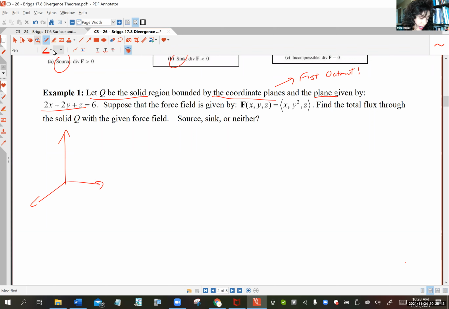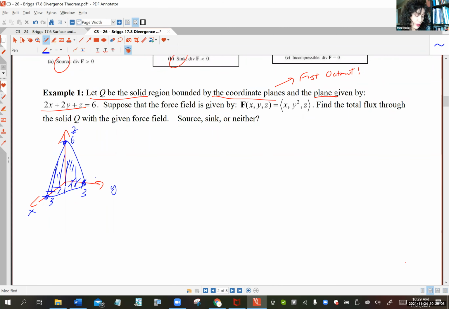You guys know how to graph the portion of a plane, right? You can find the x-intercept, that's going to be 3. The y-intercept's also going to be 3 for this plane, and the z-intercept's going to be 6. And then we've got all the traces. So what does the solid look like? It's a tetrahedron, so it's got 4 sides, bounded by the coordinate planes and this capping surface.